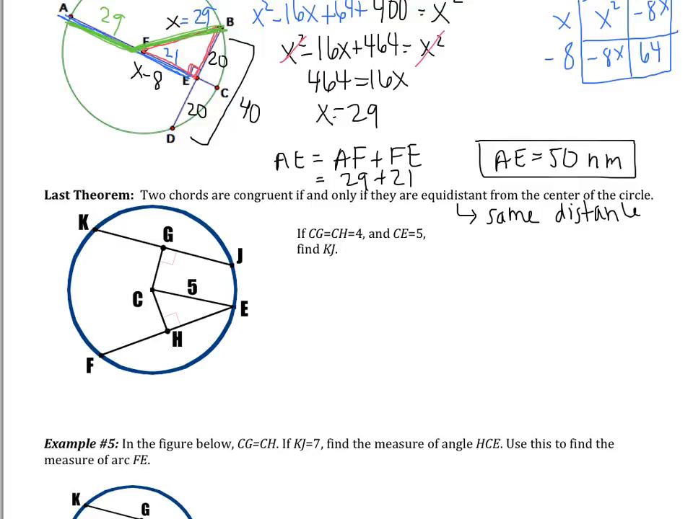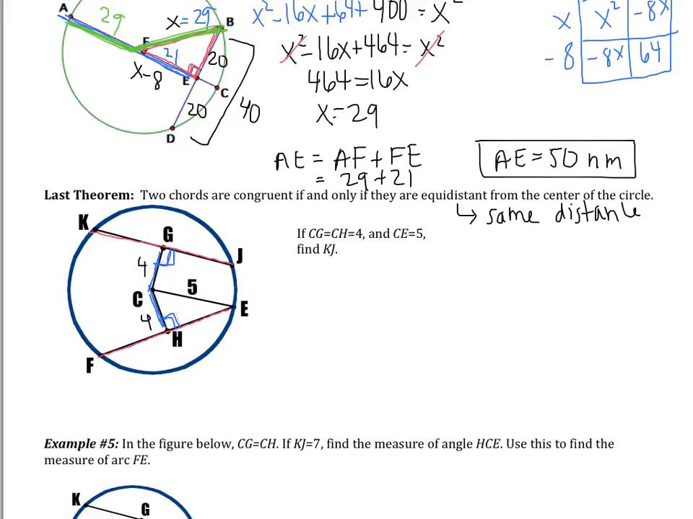In the example it says CG equals CH equals 4. So CG is 4, CH is 4, and CE is equal to 5. Find KJ. The first thing I'm going to notice is that arc KJ is congruent to arc FE. Chord KJ is congruent to chord FE. They are congruent because they are the same distance from the center of the circle. They are both 4 units away, and remember that distance has to be measured with a right angle.